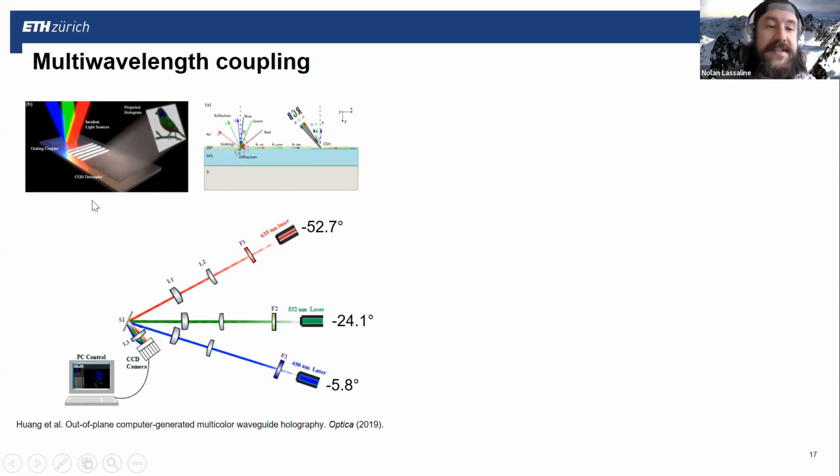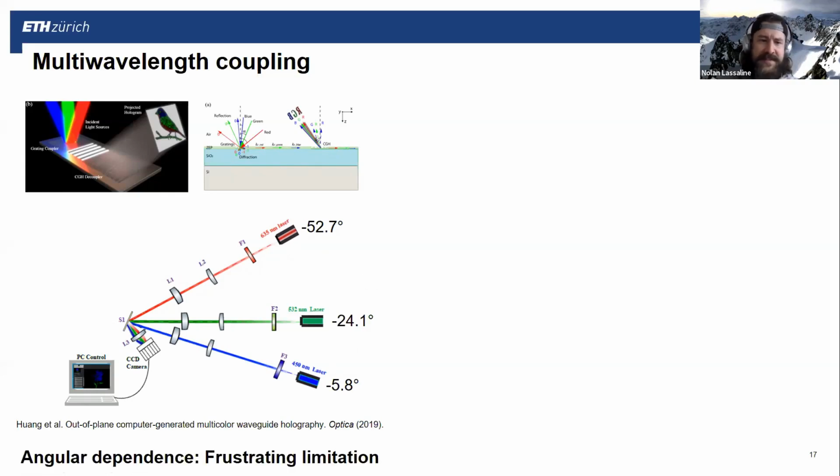And the whole selling point of what these guys did in their paper was to make this miniaturized integrated waveguide optical device. But as you can see, you can't actually make it that small simply because you have to have these 3 different lasers coming in at 3 angles on your table rather than from the same optical fiber, for example. And so this angular dependence is a limitation that is frustrating, ultimately, the miniaturization of such devices. And so the question is, how can we eliminate this?